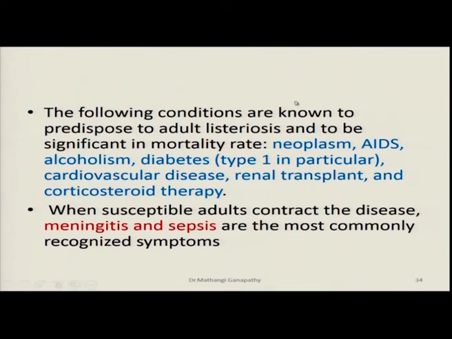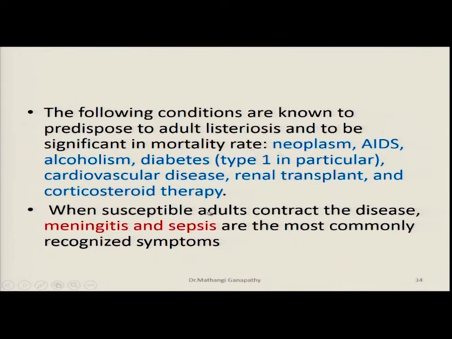So, the following conditions are known to predispose adults to getting listeriosis. Number one is neoplasm, second is the onset of AIDS, alcoholism, diabetes, especially type 1, cardiovascular disease, renal transplant, or if the person is undergoing corticosteroid therapy. If any of these conditions persist in a human being, then they would have a chance of the manifestation of listeriosis. But if you are a healthy person, then you will escape the infection.